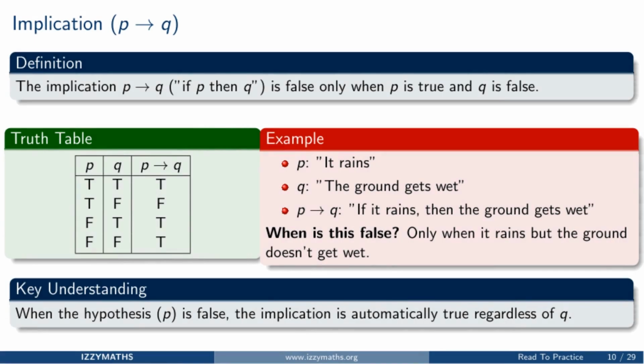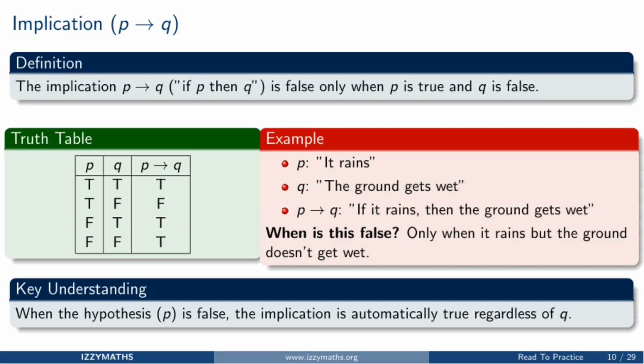Implication is perhaps the trickiest connective to understand. The implication P implies Q, read as "if P then Q," is false only when P is true and Q is false. Let's examine the truth table carefully. When P is T and Q is T, the implication is T. When P is T and Q is F, the implication is F. This is the only case where it's false. When P is F and Q is T, the implication is T. When P is F and Q is F, the implication is T.